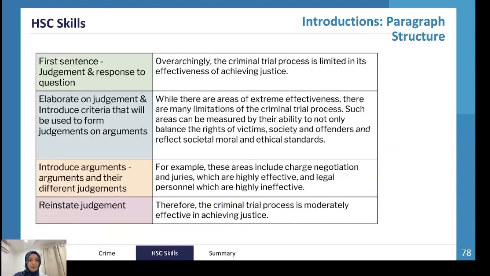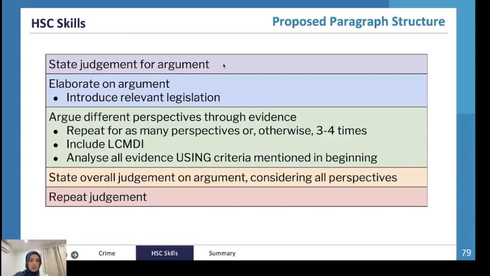So proposed paragraph structure. You'd start off with stating the judgment for the argument, then you'd elaborate on the argument, introduce, for example, relevant legislation, argue different perspectives through evidence, and then repeat for as many perspectives or otherwise three to four times. Include your legislation, cases, media, documents, and international instruments. So making sure that you do have all of that in there will really help aid your response and make it stronger. Analyze all evidence using the criteria that you've mentioned at the beginning.